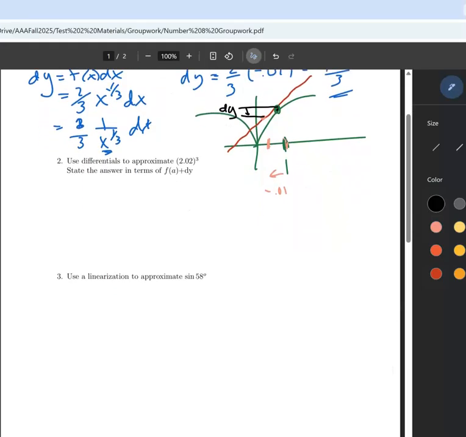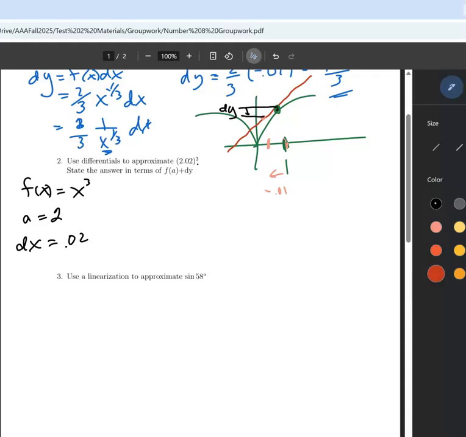So now we want to approximate. So this is where we have to find the f of a plus dy. We have to do everything, right? So first we're creative, and we think of what the function is going to be. I'm pretty sure the function is going to be x cubed. And I'm thinking, what is the nice number a? That looks like 2. Then the dx is going to be 0.02.